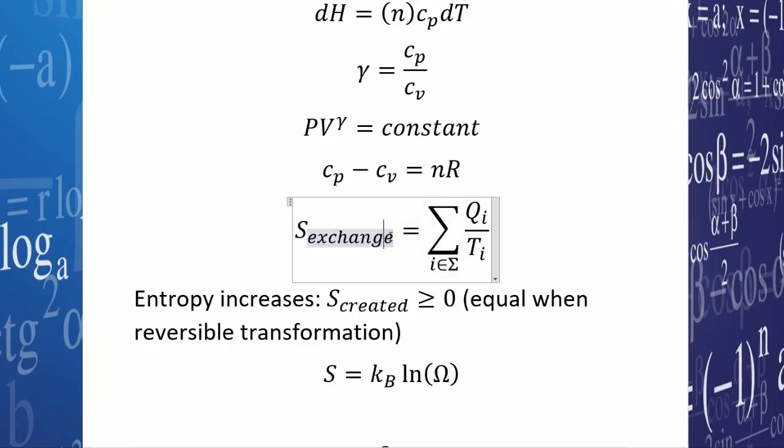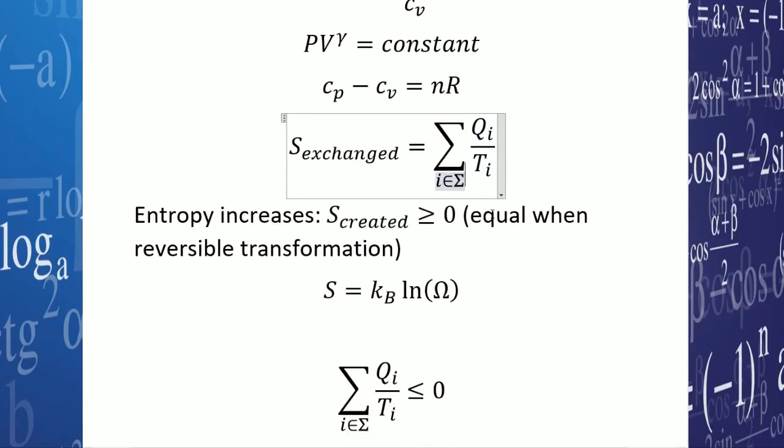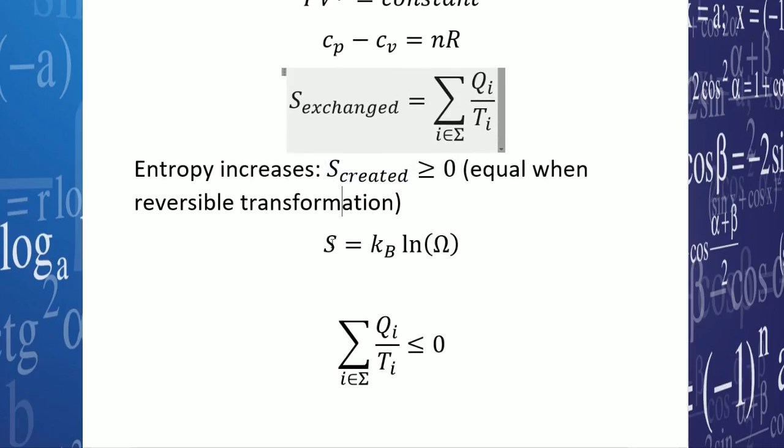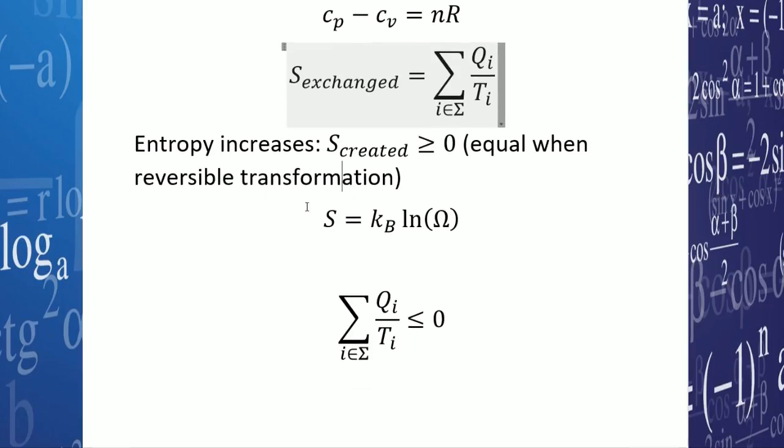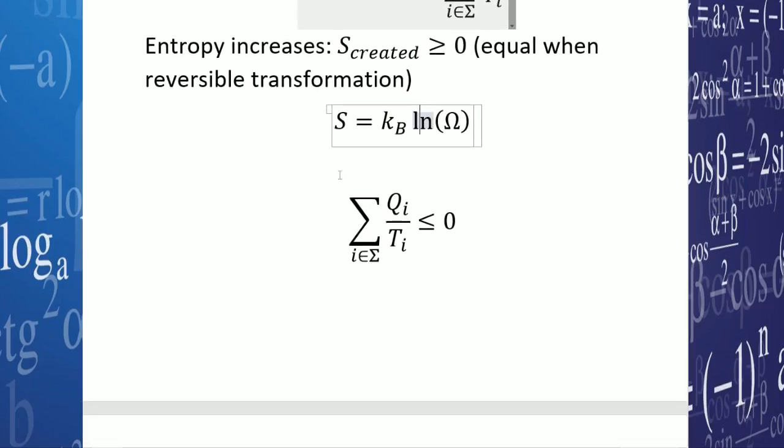S exchanged equals the sum of Qi on Ti, so Qi the heat and Ti the temperature, i being the studied things on the system. Entropy increases: S created is superior or equal to 0, and it equals 0 when it's a reversible transformation. That's the definition of reversible transformation. There is this relation that defines S with KB and microstates omega, but I'm not going to talk about it much. There is this relation called the Clausius relation.